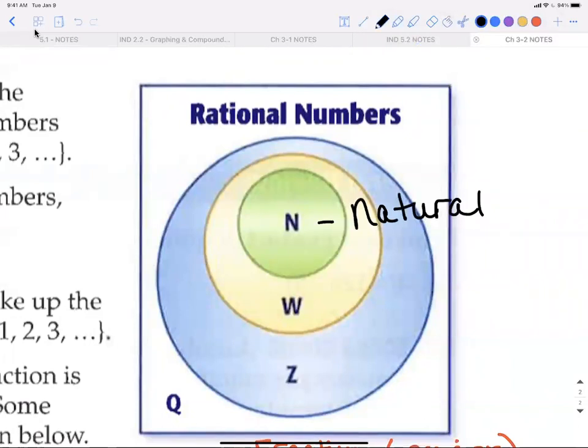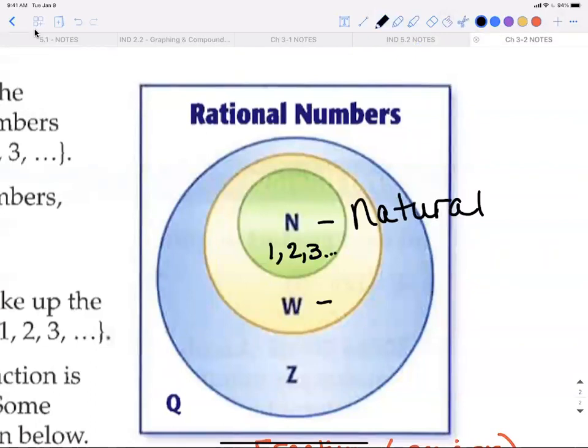So natural numbers start at 1 and they go up for eternity, but it's always just whole numbers, just how you would naturally count. If I said count, you'd say 1, 2, 3, 4, 5, 6, 7, 8, forever and ever, right? Those are your natural numbers, just how you naturally count.